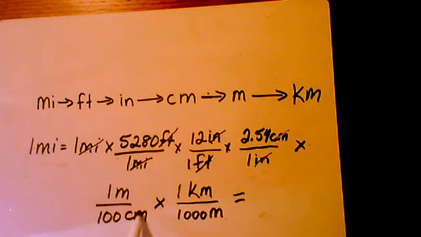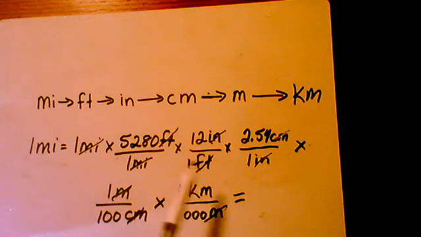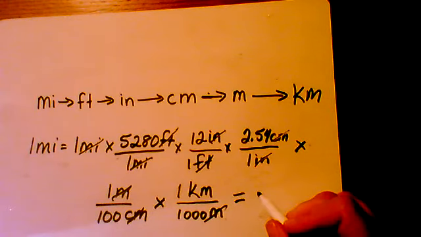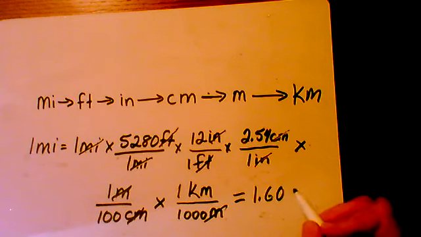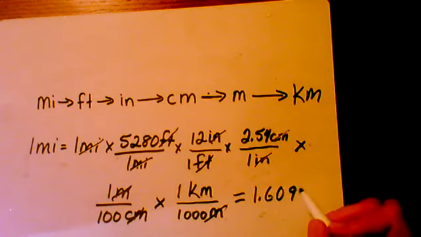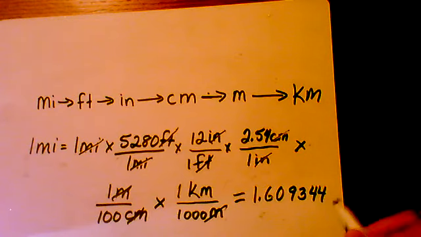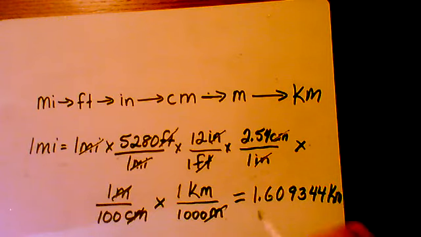The centimeters, centimeters, meters, meters cancel, and we're just left with kilometers. And as we're doing our multiplying and dividing, we end up, and your child is welcome, I would say encouraged, to use the Calseo calculator for this problem. So we have 1.609344 kilometers per mile.